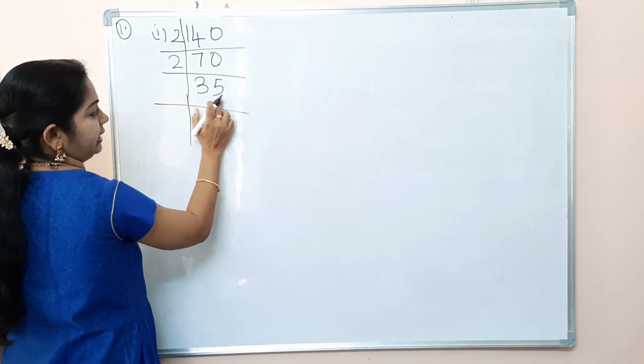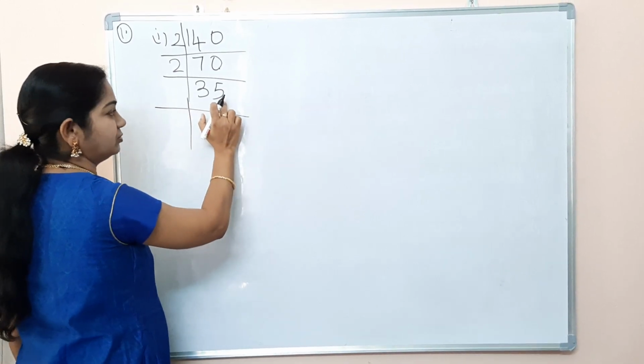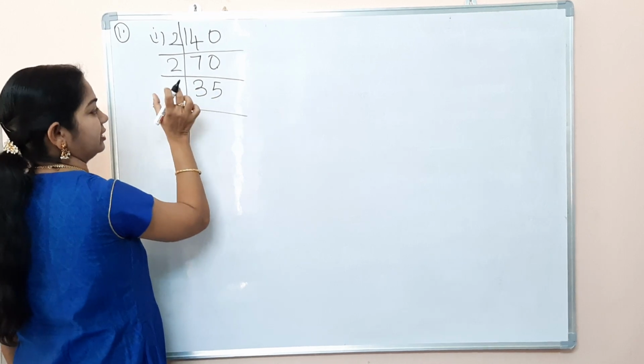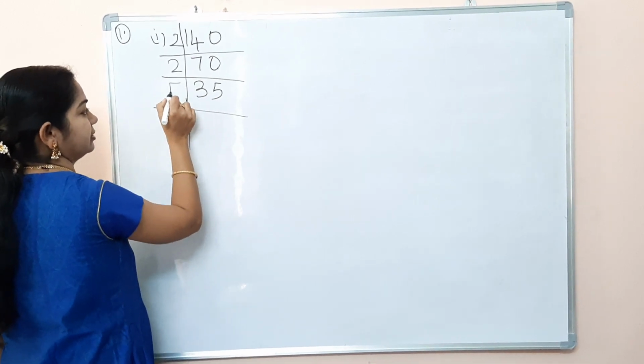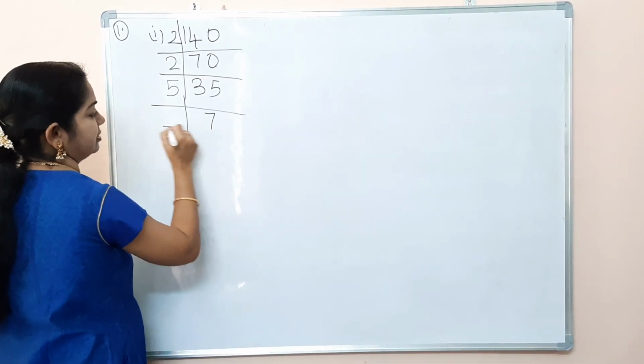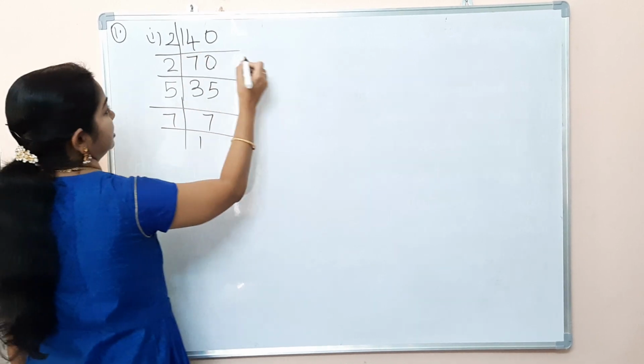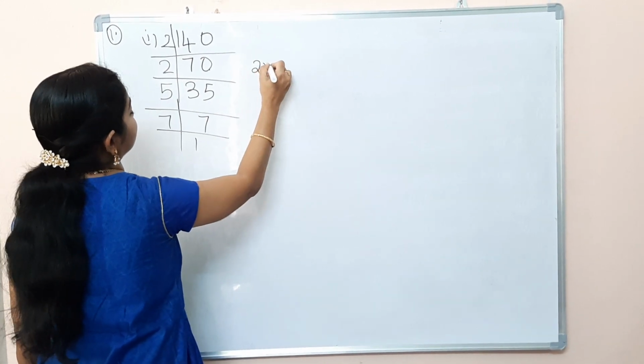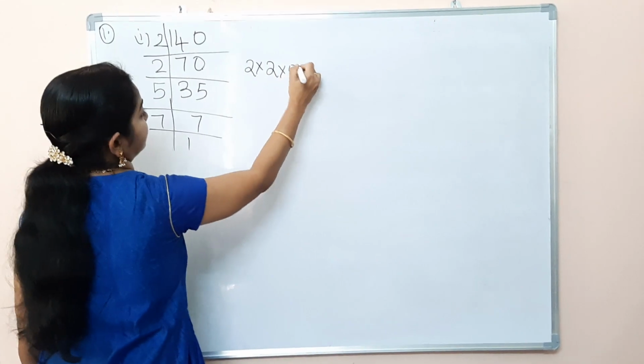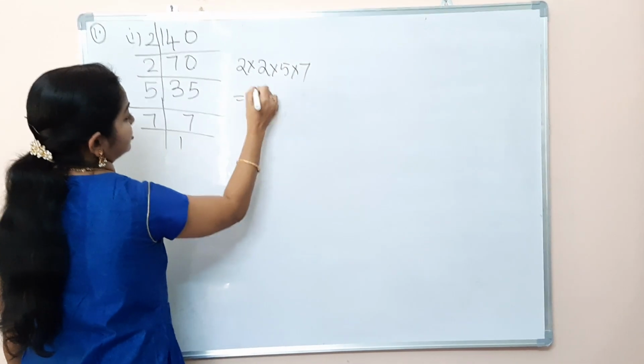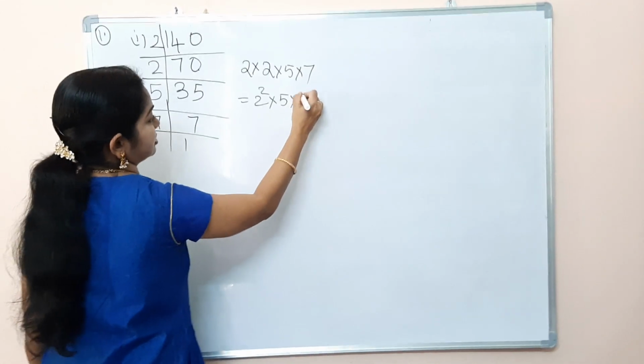3, 8: add these two digits, 8. So 8 doesn't go with 3. Let's go with the next one, 5. 5 sevens are 35, and 7 ones are 7. So expressing it in the form of primes, that is 2 square into 5 into 7.